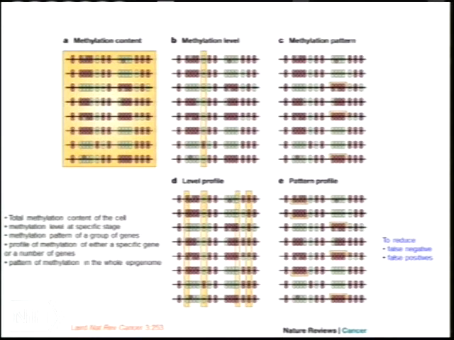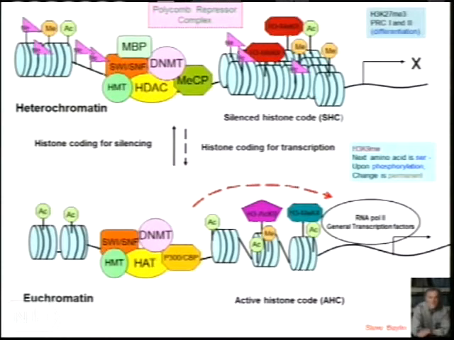And when you plan an experiment in methylation, to reduce false negatives or false positives, you have to keep an idea about methylation content or level, or methylation pattern, the level profile or pattern profile, all these things. And these have been very well characterized. So if you keep that in mind, then you can get quantitative results.